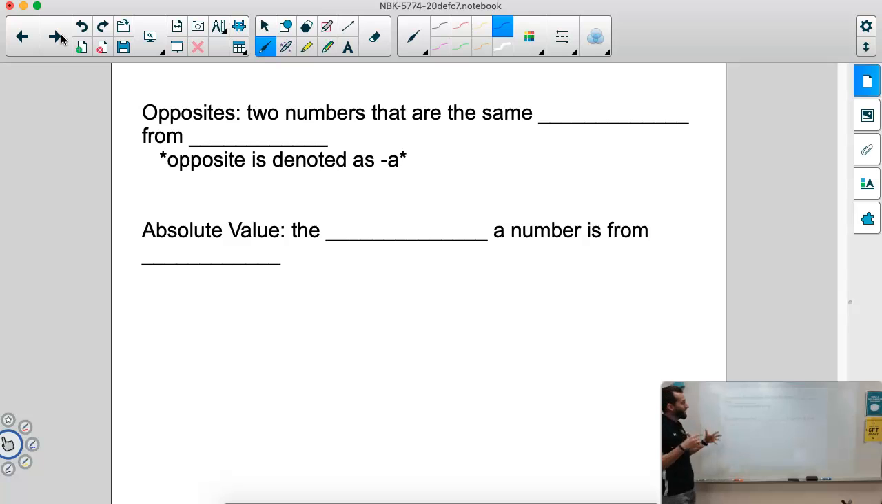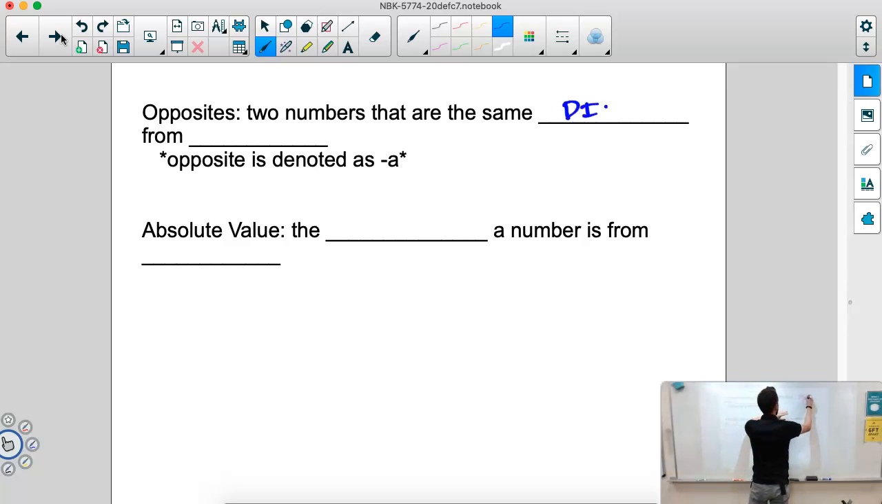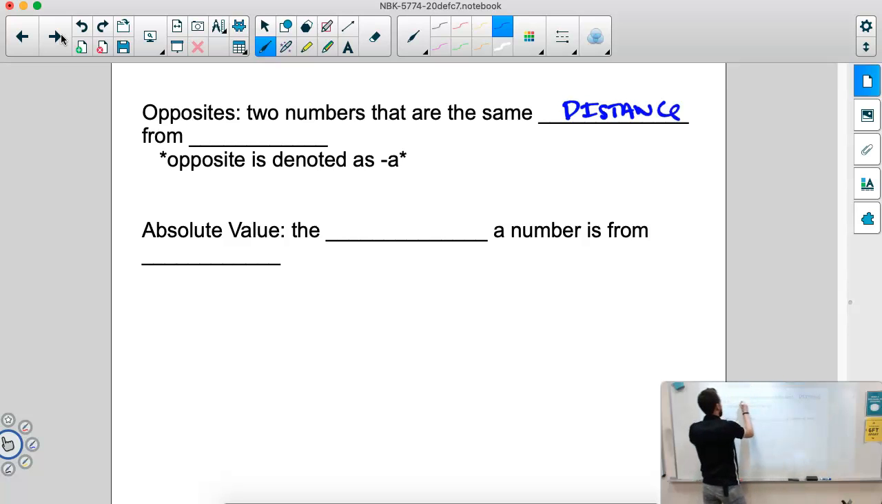Then within that, thinking about some of these numbers, you have opposites of numbers, right? When we're talking about numbers, we want to be aware of what the opposite of that is, because as we learned in a previous section, the opposite of a number is kind of like its inverse. If we think about it for addition, it's the additive inverse. So two numbers that are the same distance from 0 are called opposite numbers.